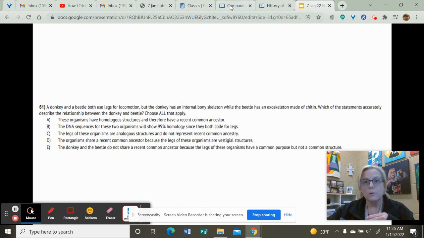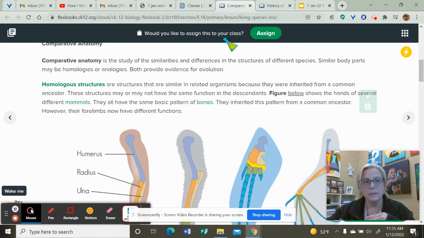So let's go back to where we talked about this, learned about this in the CK12 text on comparative anatomy. Let's read this. Comparative anatomy is the study of similarities and differences in the structure of different species. Similar body parts may be homologous or analogous. Both provide evidence for evolution. Homologous structures are structures that are similar in related organisms because they were inherited from a common ancestor. These structures may or may not have the same function in the descendants. Figures below show the hands of several different mammals. They all have the same basic patterns of bones. They inherited this pattern from a common ancestor.